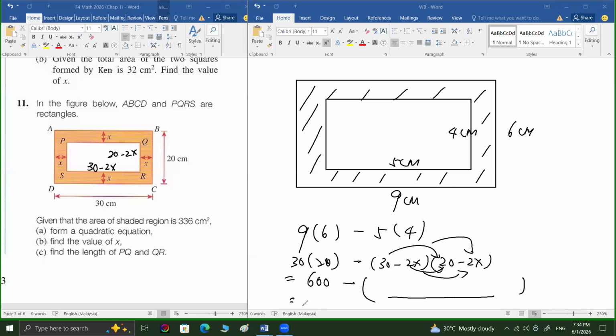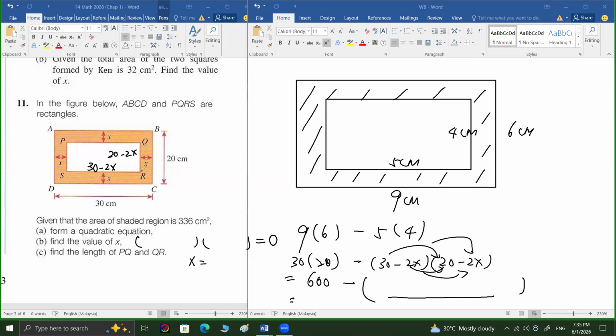I change to get the quadratic equation. Wait, let me explain everything first. Know how to get the quadratic equation already? After that, okay, find the value of x. Find the value of x means from what you have done here, you do like just now, okay? You factorize, then you get the value of x. So once you get x already, find the length of PQ.